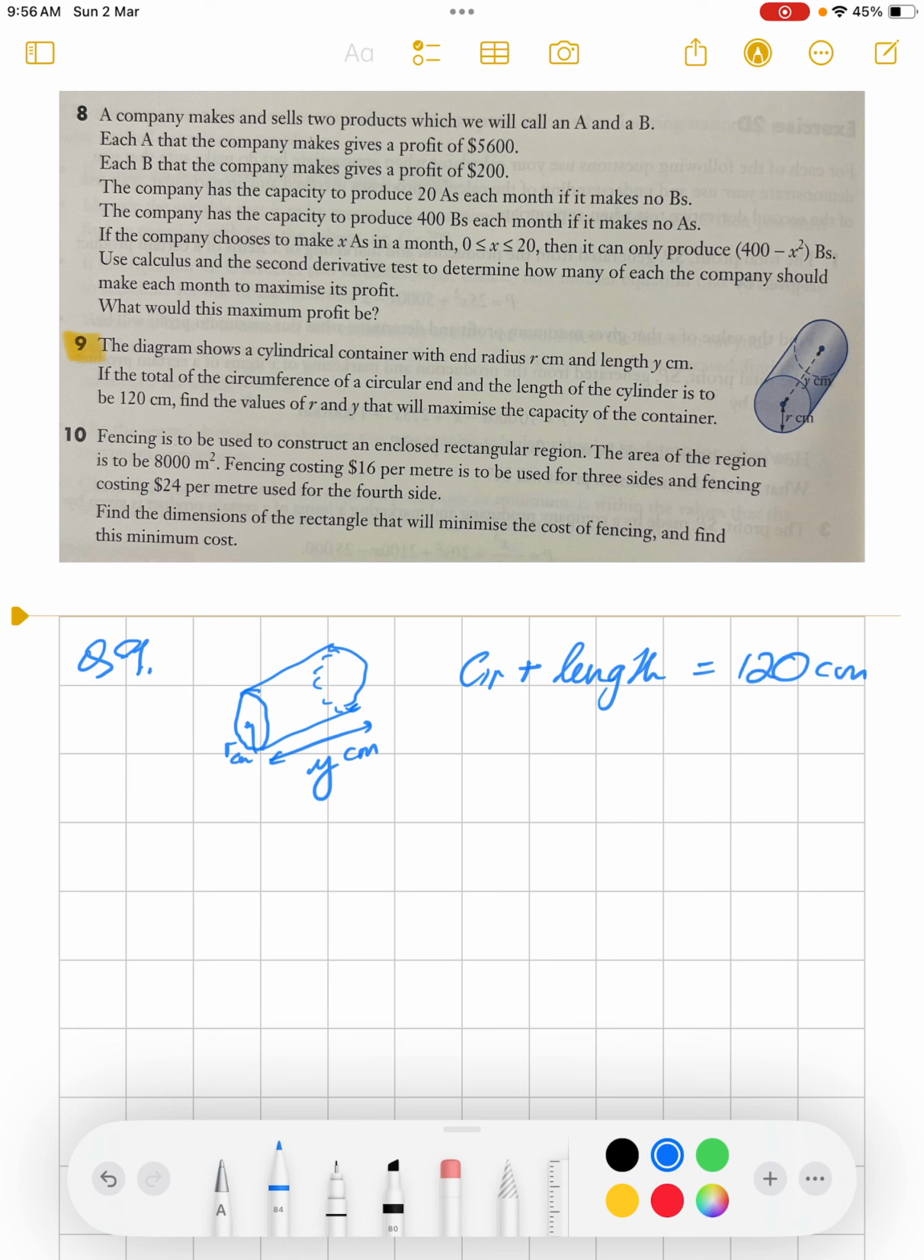So the circumference is 2 pi r and the length is y. And so that's going to equal 120. It's good to know one of the variables. I will take y alone, simply because we want another formula. Find the values for r and y that maximize the capacity.